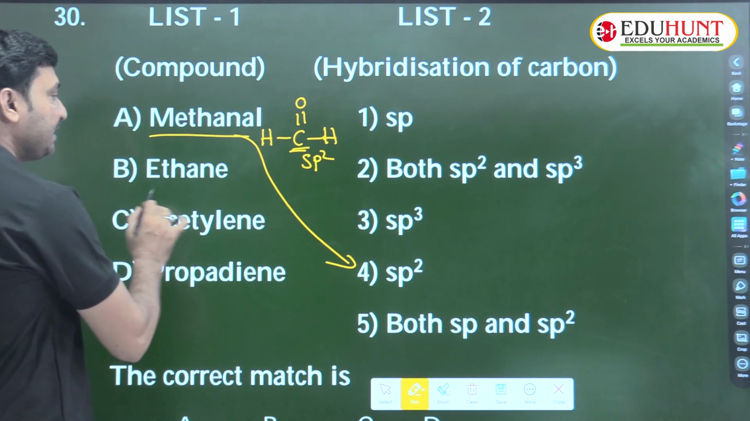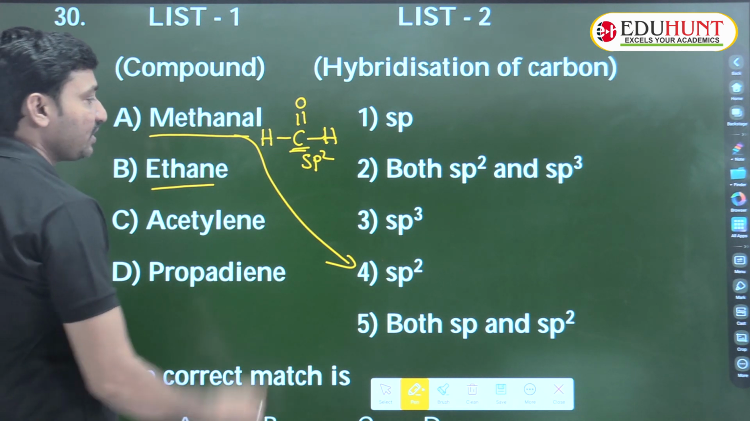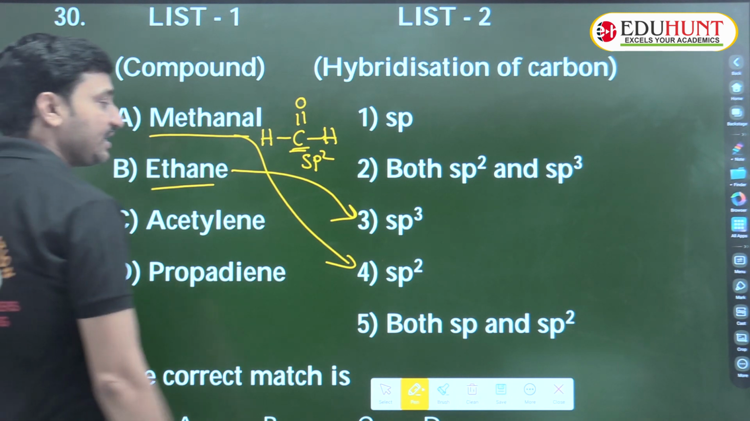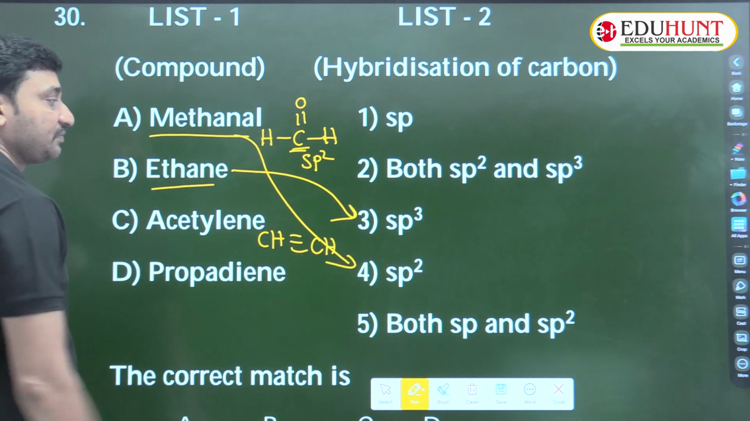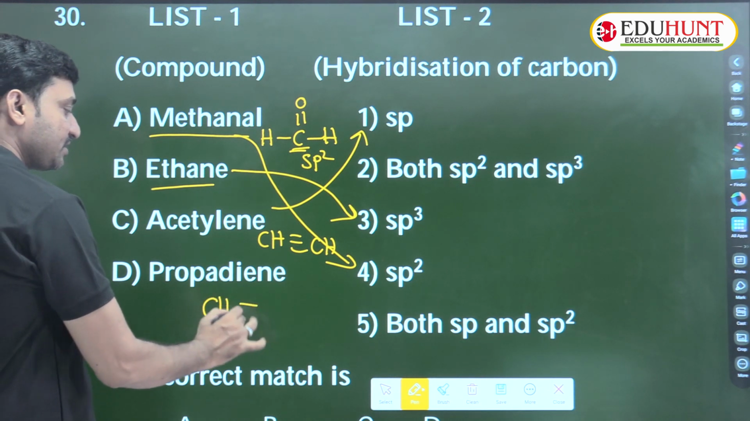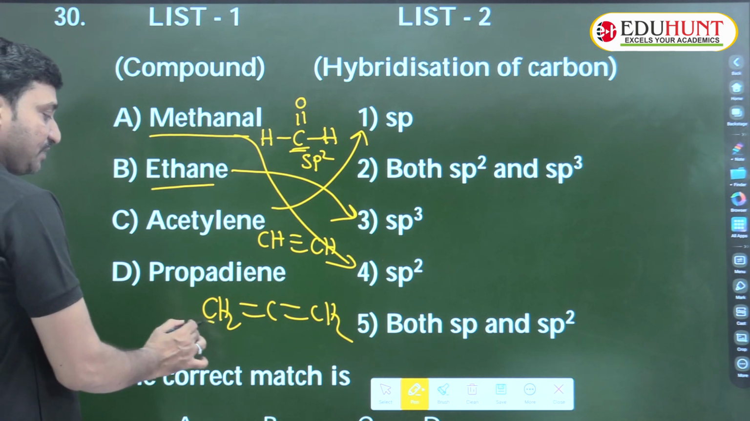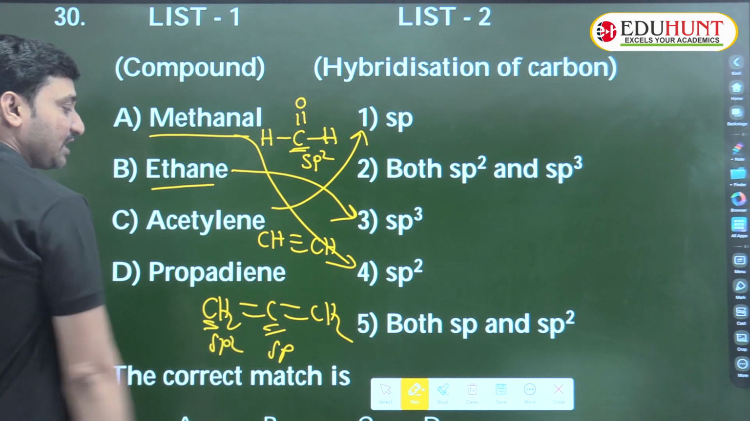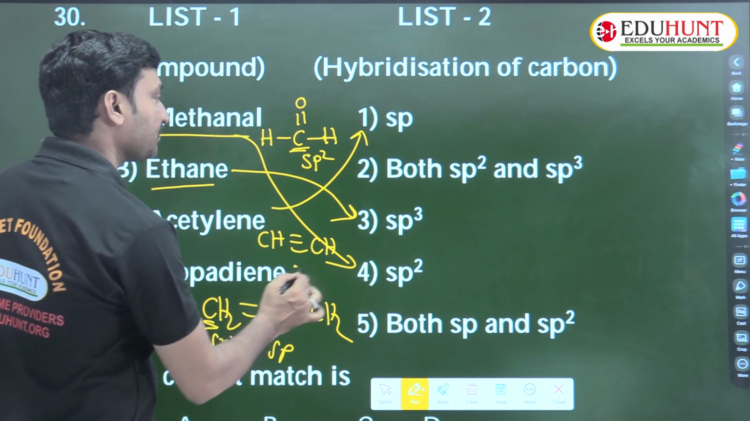Ethane. Ethane means it's an alkane, right? CH3 bond CH3. What is the hybridization? sp3. Acetylene. Acetylene, CH triple bond CH. sp carbon. Propadiene. Propadiene, already we discussed, CH2 double bond C double bond CH2. This is sp2 carbon and this one is sp carbon. Around this carbon atom, 2 sigma bonds, sp. This one sp2 carbon. So both sp2 and sp.